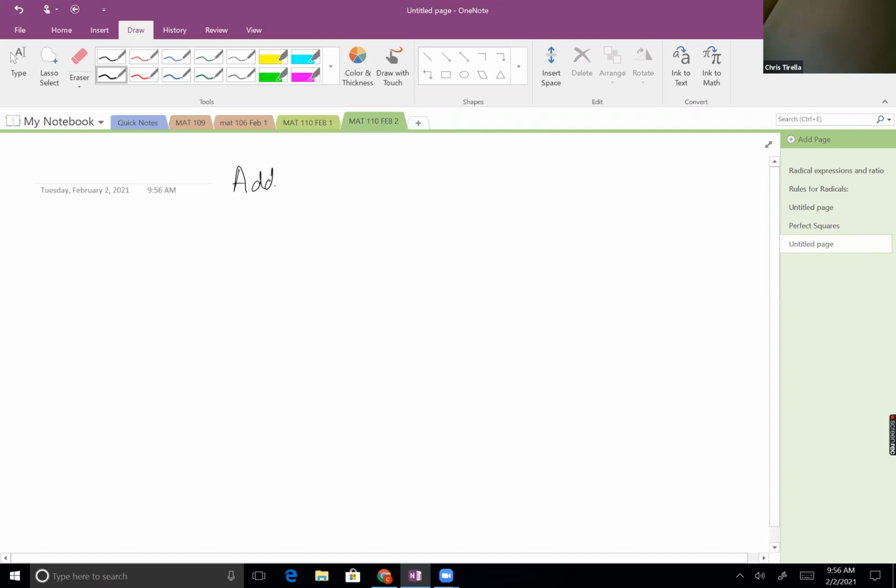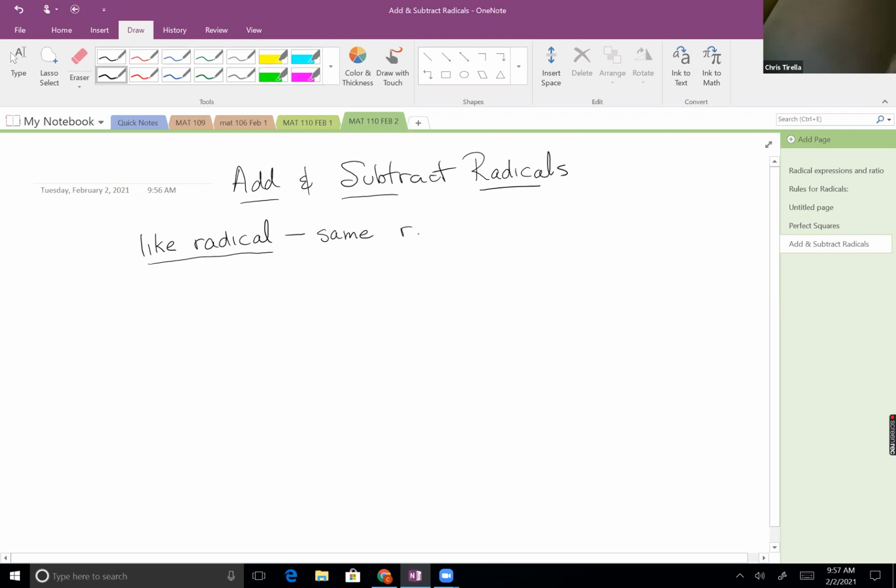To add and subtract radicals, I think that addition and subtraction is a very mean, nasty operation, because addition and subtraction are like, you can't join me unless you're just like me. It's very discriminatory. In order to add and subtract radicals, we have to have like radicals. They have to be the same. And so in order to have like radicals, they have to have the same radicand.